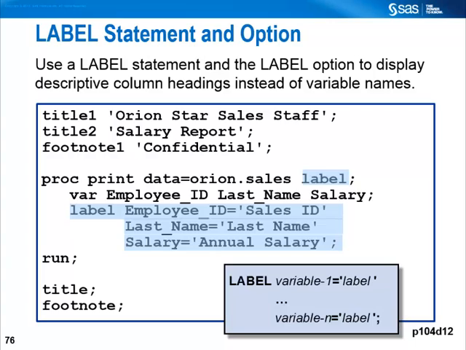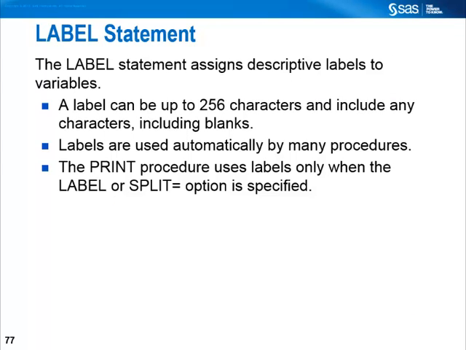So title 1, Orient Star Sales Staff, title 2, Salary Report, footnote confidential, and in the proc print we use the label option to use the label while we are printing the output. So in label we give the name of the variable equal to the label. It could be any name of your choice. It can include any character. Then we run and the rest of the program remains the same.